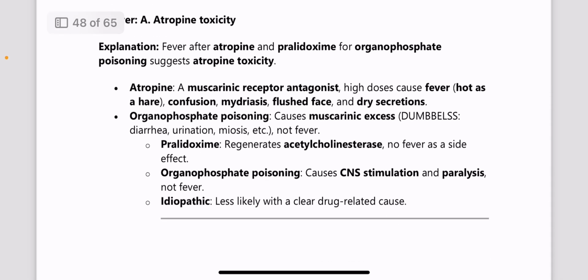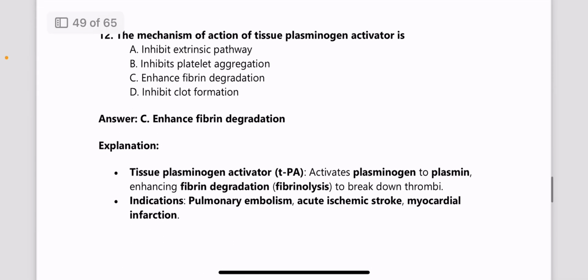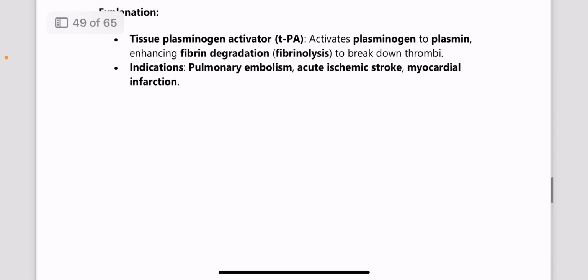And organophosphate toxicity, its management is a very important topic. Please learn about it. Next, the mechanism of action of tissue plasminogen activator is: enhances fibrin degradation, because tissue plasminogen activator converts plasminogen to plasmin, enhancing the fibrin degradation, that is fibrinolysis, to break down thrombi.